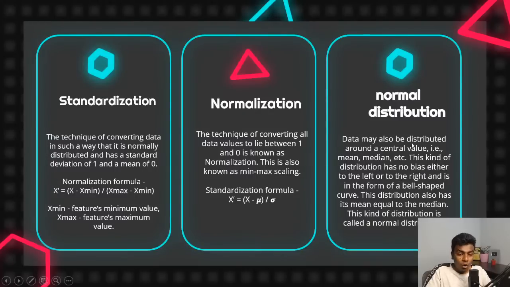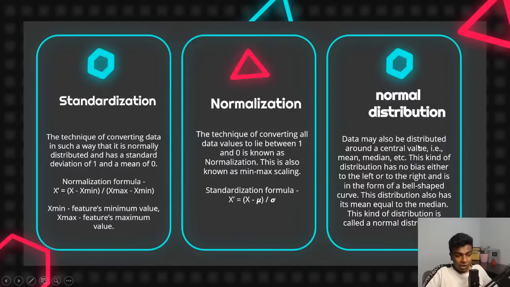Data may be distributed around a central value, that is mean, median, etc. This kind of distribution has no bias either to the left or the right, and is in the form of a bell-shaped curve. This distribution also has its mean equal to the median. This kind of distribution is called a normal distribution. The graph starts low, increases, and then decreases, divided into two parts in the middle. That's why it is called a bell-shaped curve.